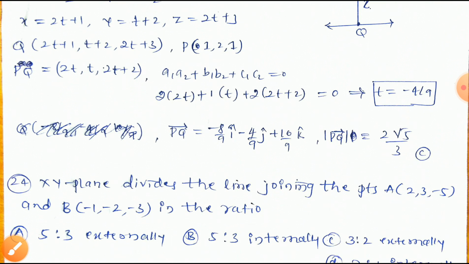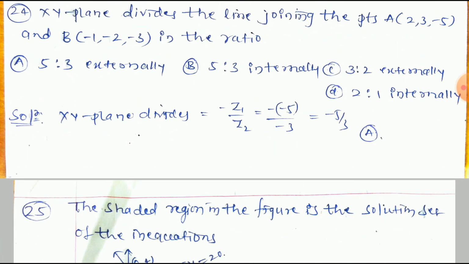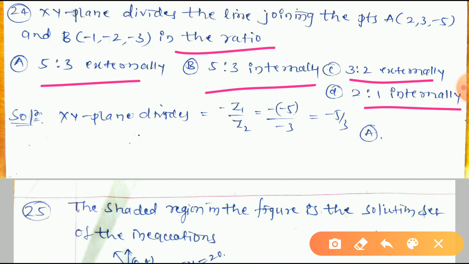Okay, next move on to question number 24. The xy plane divides the line joining the points A(2, 3, minus 5) and B(minus 1, minus 2, minus 3) in the ratio. The options are: 5 is to 3 externally, 5 is to 3 internally, 3 is to 2 externally, 3 is to 1 internally.